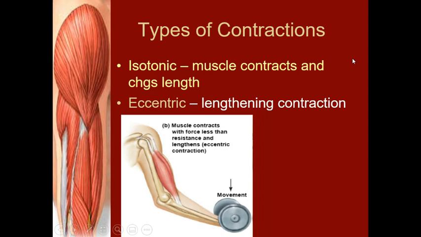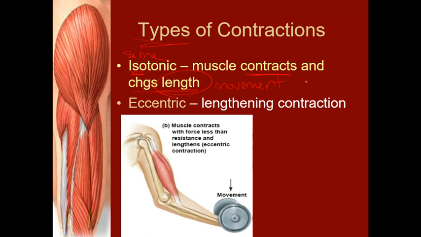All right, so types of contractions. That's our next topic. Types of contractions all refer to what we're doing with our muscles. The first one is isotonic. Iso just means same. So in isotonic, our muscle contracts, so you're getting contraction and you're changing the length. I'm going to contract and there's going to be some sort of movement involved, usually because you're changing the length of that muscle.